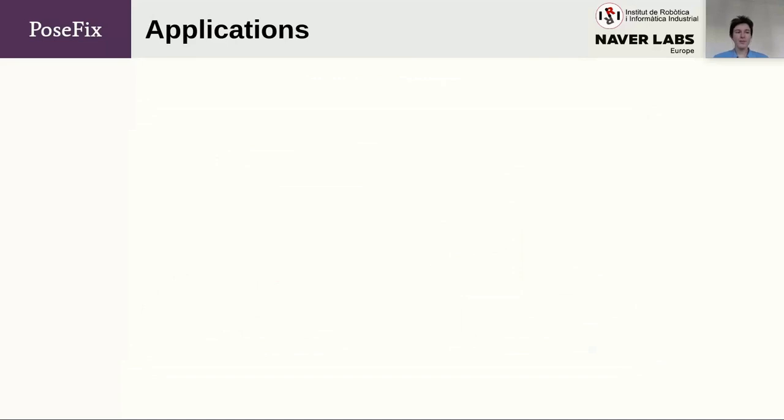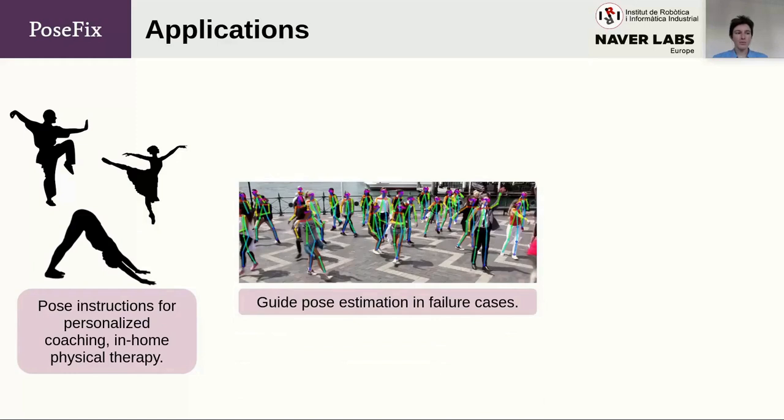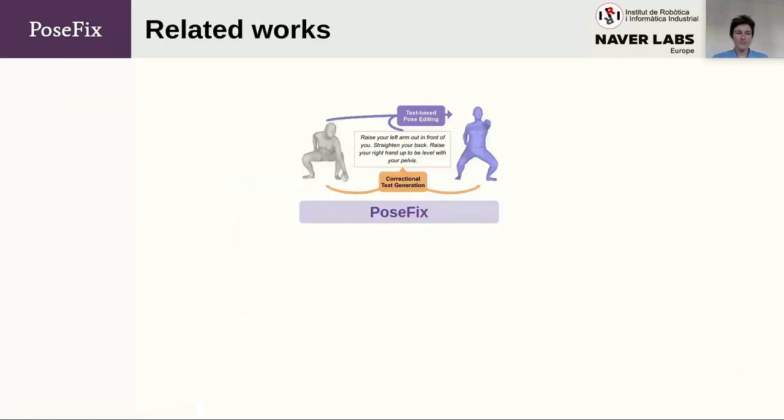Our work fits several applications. Correctional text generation could be used by a fitness application to help people correct their pose and avoid pain or injury. Modifying text could be used as auxiliary input to guide pose estimation from images in difficult cases. Modifying text could also be used as instructions to modify a pose or a pose sequence in digital animation.